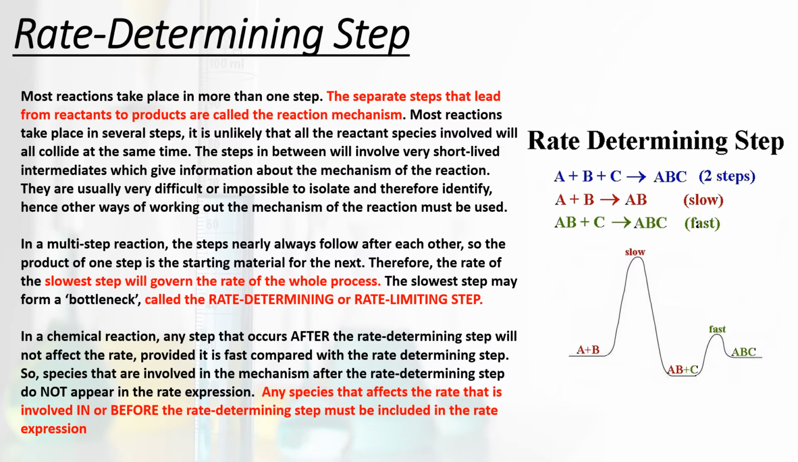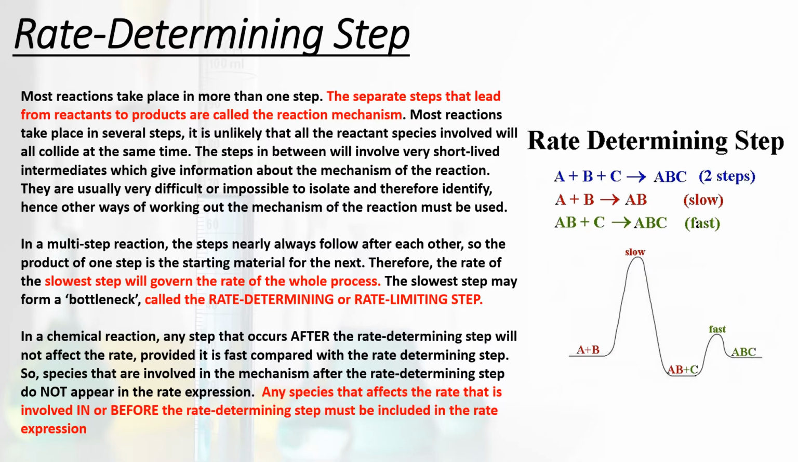Now most reactions take place in several steps. It's very, very unlikely that all of the reactant species will collide at the same time. It's much more likely that there will be small groups of these reactant molecules colliding in several steps. And so the steps in between involve very short-lived intermediates. These intermediates tend to be very unstable. They are formed in one step, and they get used up in another. These intermediates can give information about the mechanism of the reaction.